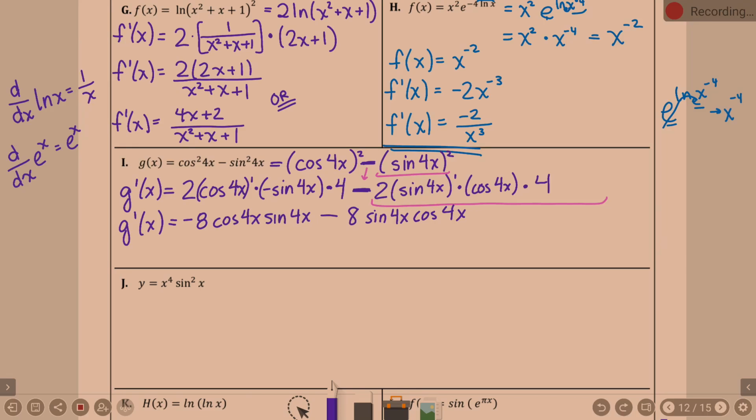Are they like terms? They are. I have one written as cosine 4x sine 4x and the other written as sine 4x cosine 4x, but they are like terms. Negative 8 minus 8 is going to make it negative 16. So negative 16 cosine 4x sine 4x, or it could be written negative 16 sine 4x cosine 4x. Are we better on that one now? Okay.